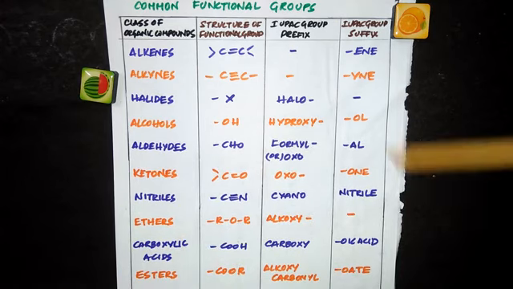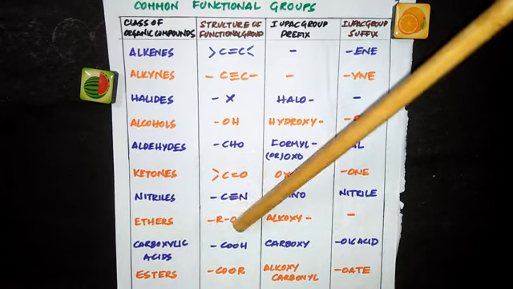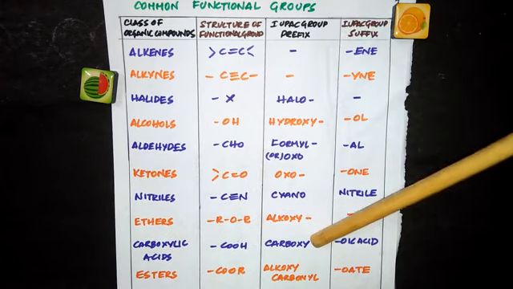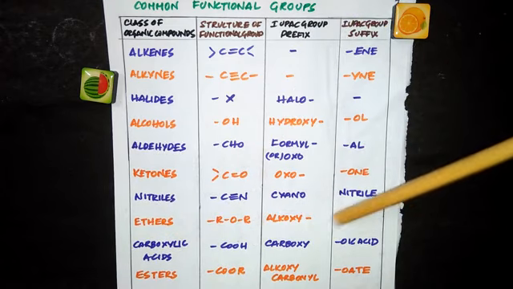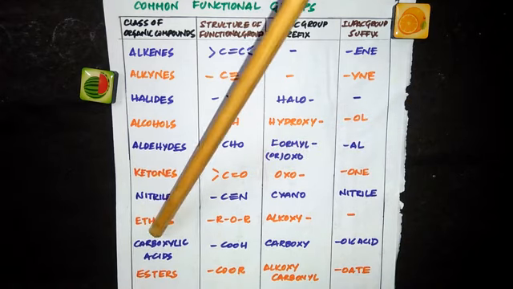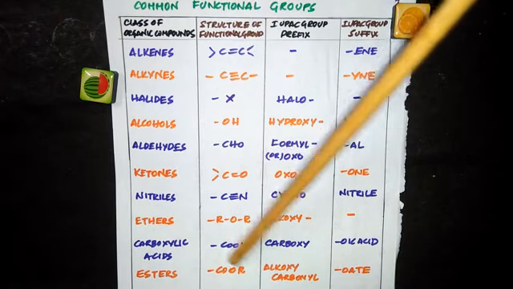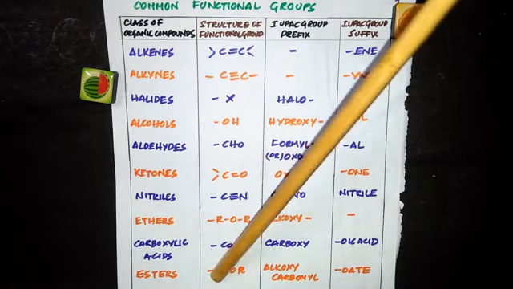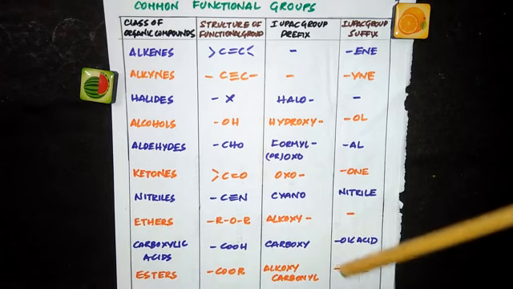Next one, carboxylic acids. For carboxylic acids, the functional group is COOH, the prefix name is carboxy, and the suffix name is oic acid. So we take the E from the hydrocarbon, which means the alkane, and put oic acid. Next, esters. COOR is the functional group. We call this alkoxycarbonyl. The IUPAC group prefix is alkoxycarbonyl, and the suffix name would be oate, just like one, al, all, it is oate.